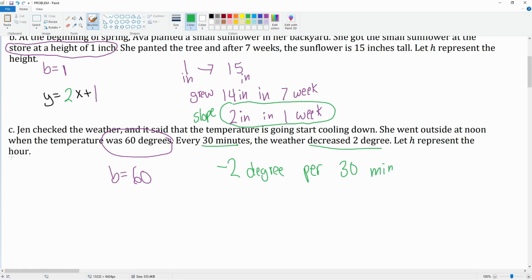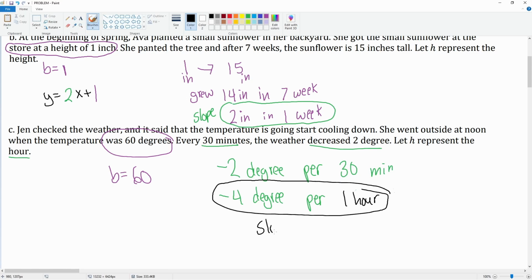But notice this is in hours, so we want this in hours. So 30 minutes becomes 60 minutes. This means it's 4 degrees because I just double it, per 60 minutes. I can take out the words 60 minutes and just write 1 hour. Here, this is considered to be the slope.